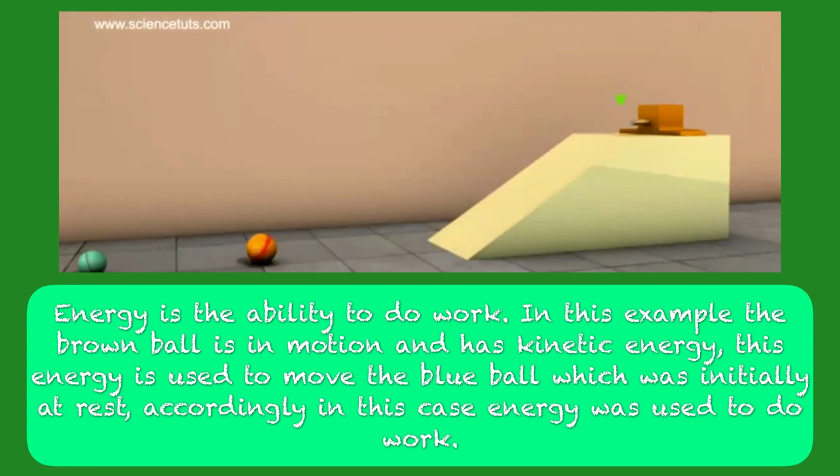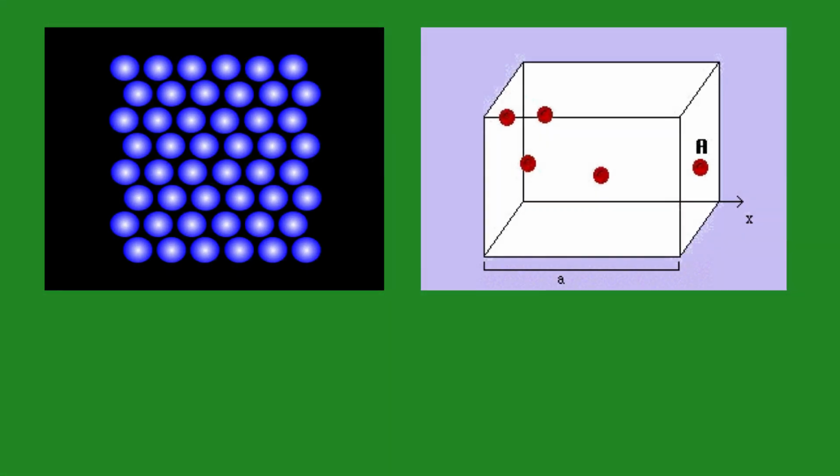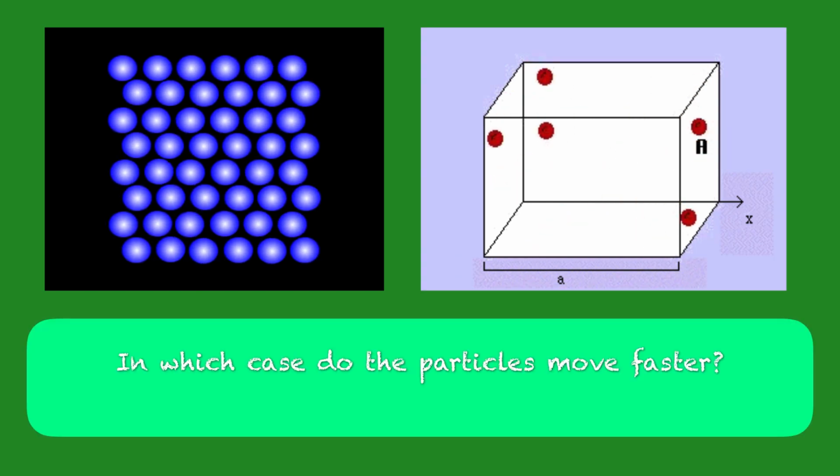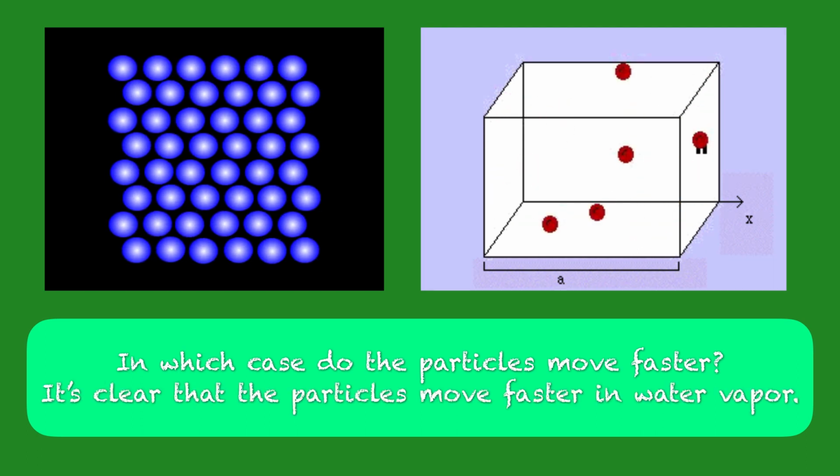Thermal energy. Look at the screen. You should see water in both the solid and the gas states. Let's describe the motion of the particles in the ice and in water vapor. In which case do you think the particles move faster? It's clear that the particles move faster in water vapor.